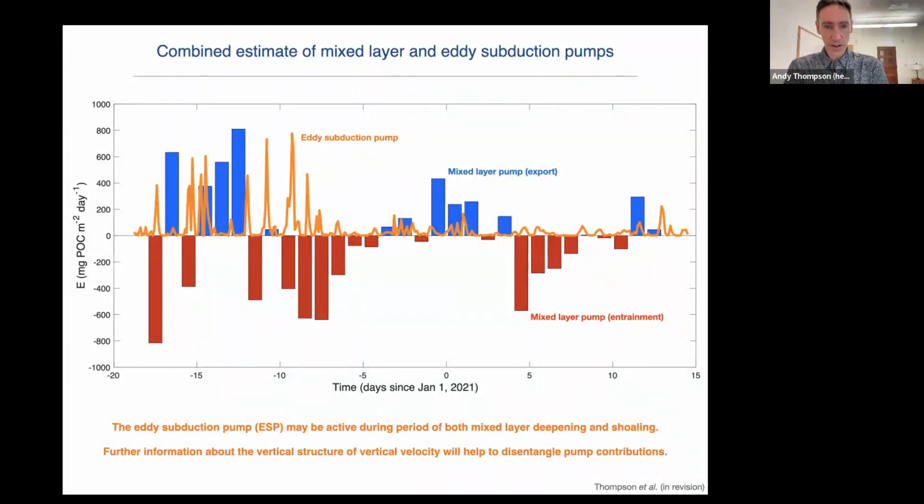And as I'm relatively short on time here, I probably won't go into a lot of the details. But what's key is that we really need to understand more about the vertical structure of the vertical velocity. That'll help us to understand when you can do these simple estimates and sum the eddy subduction pump and the mixed layer pump. When should you prefer or use estimates of one instead of the other? And I think the period where that's probably most relevant is when the mixed layer is deepening and the eddy subduction pump is active. Is the eddy subduction pump pushing that POC below the depth to which the mixed layer is deepening, in which case you could still expect to see a net export from that region?